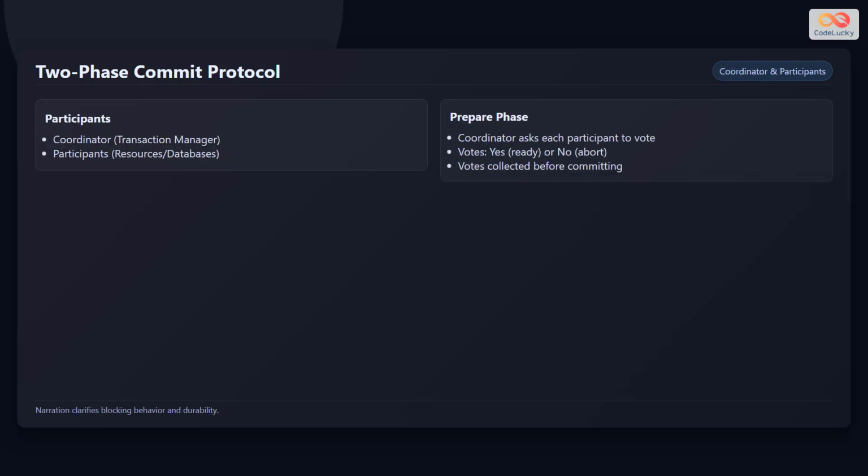Imagine you are transferring money from your bank account to a friend's account at a different bank. Both banks maintain separate databases. The challenge is simple. What happens if money is deducted from your account, but the other bank fails before crediting your friend? Your money disappears. Two-phase commit solves this critical problem by ensuring atomicity, which means all or nothing. Either the transaction succeeds completely at both banks, or it fails completely at both banks. No partial updates. No lost money.